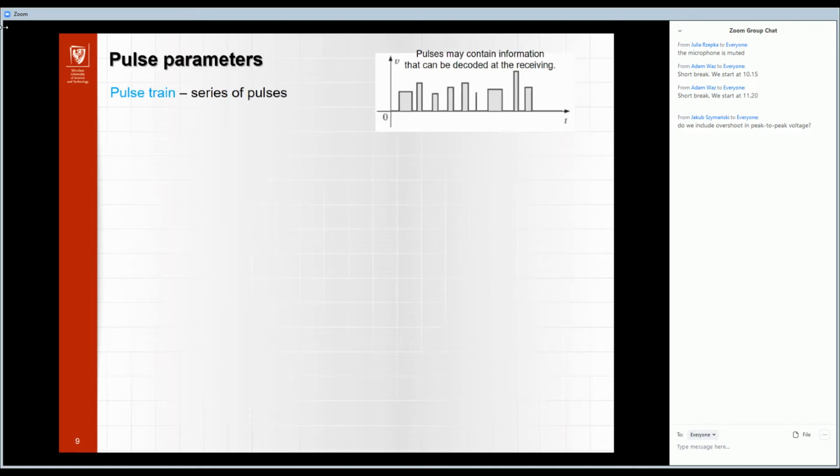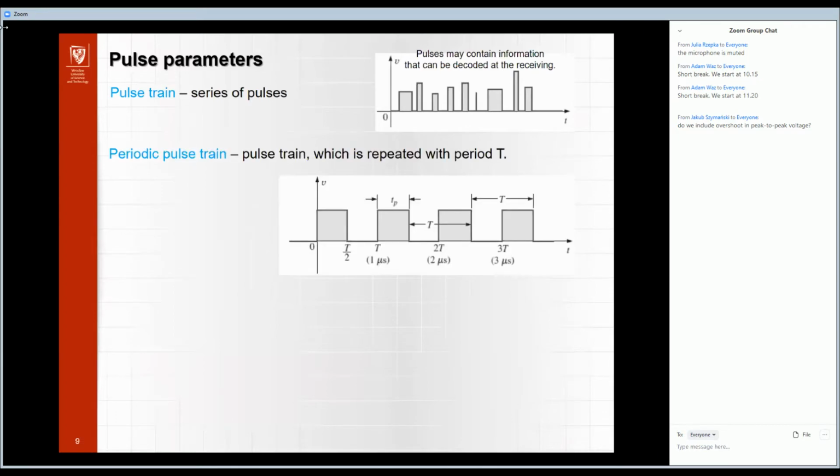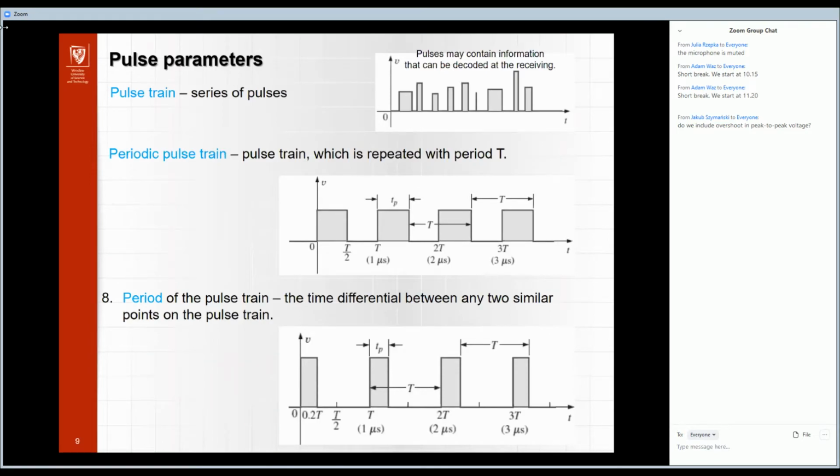Okay, and the other topic, the pulse train. It is a series of pulses. The pulses may contain information. For example, I show you the information which is called pulse width modulation. And a periodic pulse train is a pulse train which is repeated with period T. So we have here the period between the elements, which is the repeat. The period of a pulse train is the time differential between any two similar points of the pulse train. So when we find a similar point, the distance between two similar points is the period.